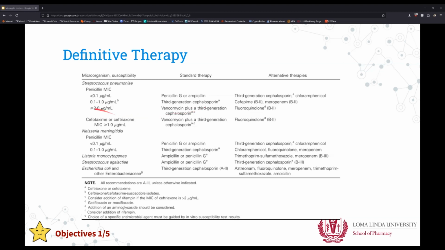And then in the next group, where we have patients with greater than 2 MICs, this is going to include a standard therapy of vancomycin plus either ceftriaxone or cefotaxime. An alternative that we can consider is fluoroquinolones. And some big things to think about for fluoroquinolones are the adverse effects that are associated with them.